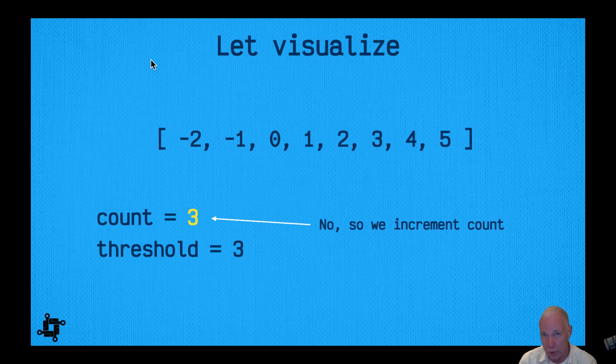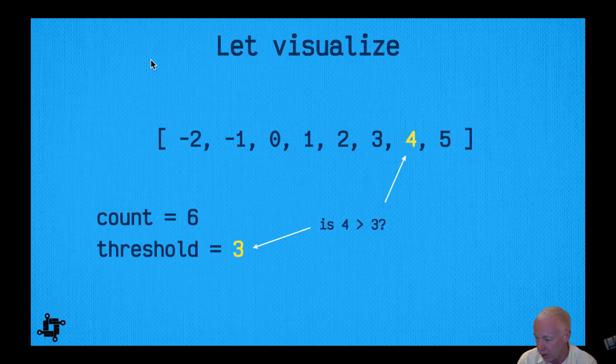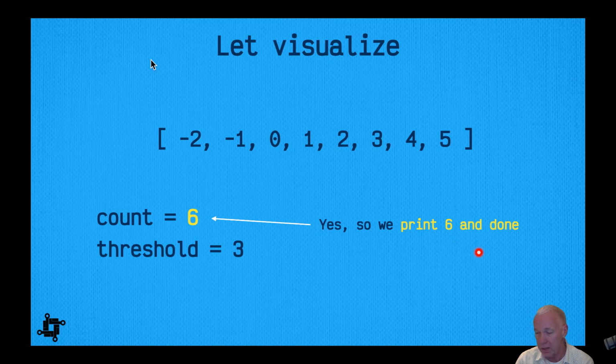So I won't bore you going through the whole thing, but eventually we get over here to 4, which is greater than 3. Our count would be at 6 at this point. And we now know that 4 is greater than 3. So now we print out the 6 as our result. So 6 becomes the value of count. That's what we're going to print out, and we're done.